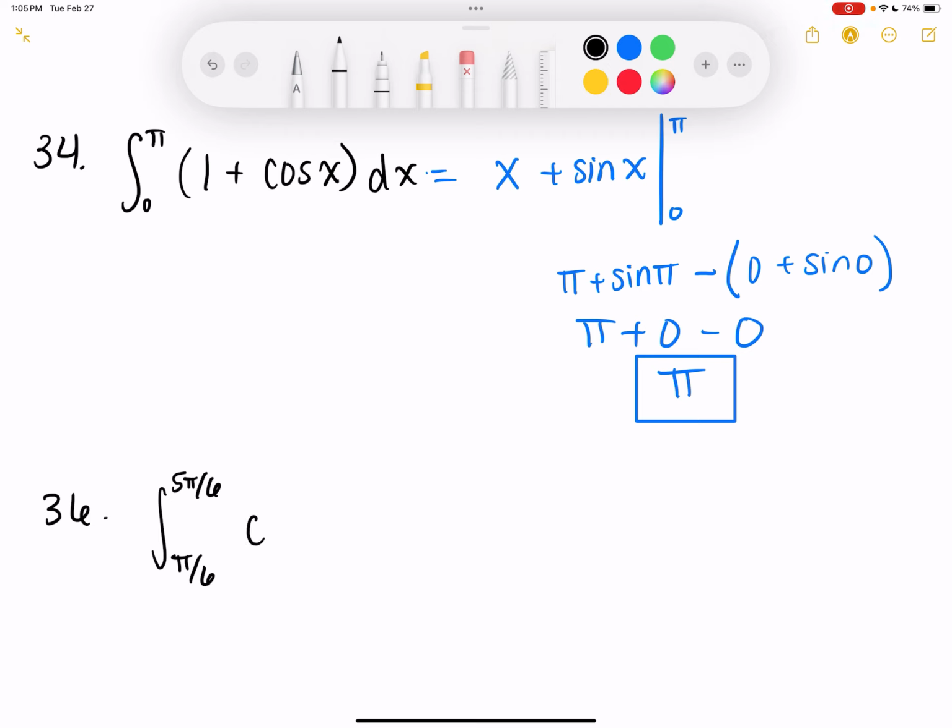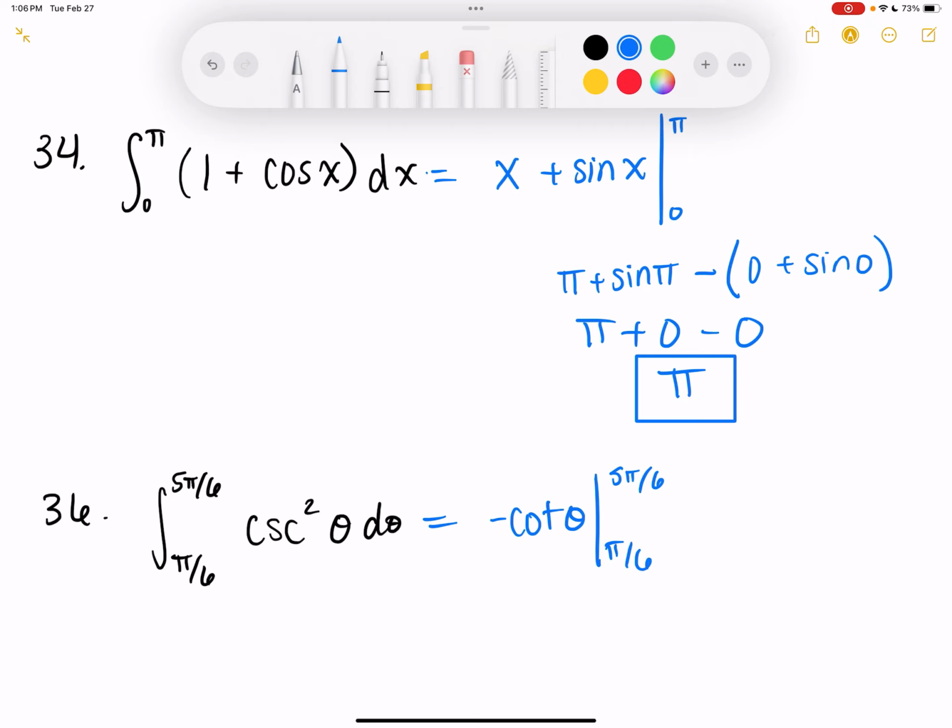Alright. Integral from pi over 6 to 5 pi over 6 of cosecant squared theta d theta. This is one we know, right? It is. It's cotangent, right? Negative cotangent. Negative cotangent of theta from pi over 6 to 5 pi over 6. Now y'all really are gonna need a unit circle. It's okay, I think I can.